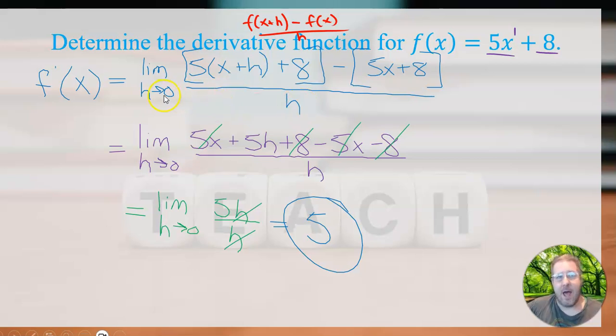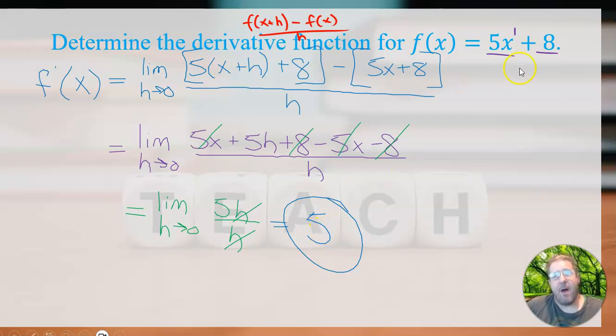Now, you could not plug in 0. That will not make any sense because you're going to get an indeterminate solution. You're going to get 0 over 0. So what you have to do is simplify. Use your distributive property, subtract these two, and that's going to leave you with this. And then you can cross out the 8's, cross out the 5x's, so you're left with just 5h over h. Then you're eliminating the 0 over 0 when you get rid of the h on top and bottom, and then you're just left with, well, plug 0 in for h, but there are no h's, so the answer is just 5.